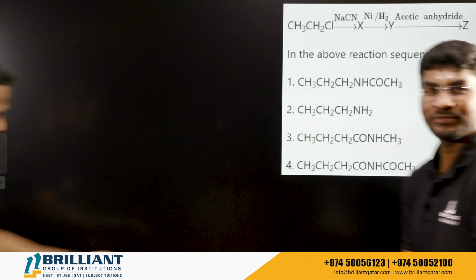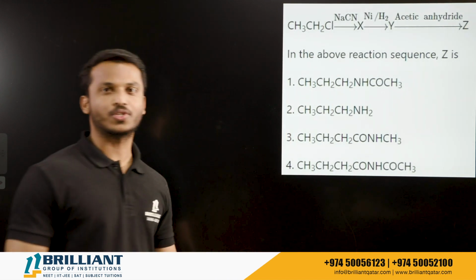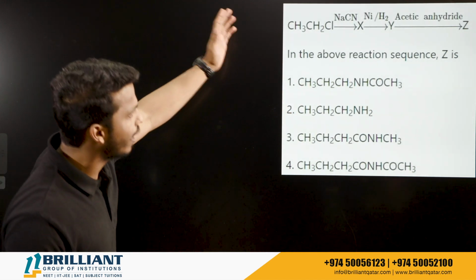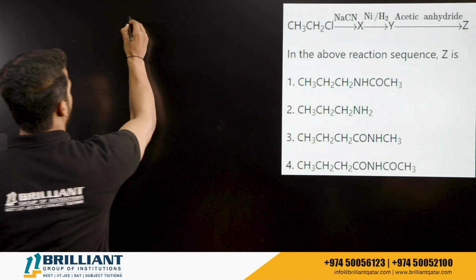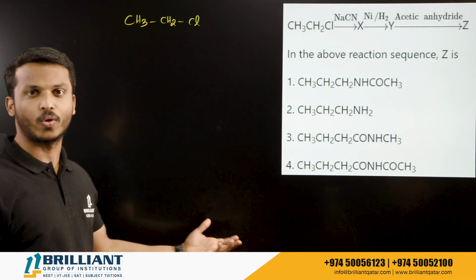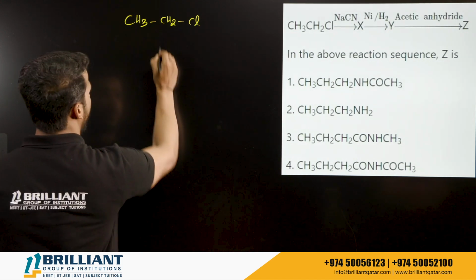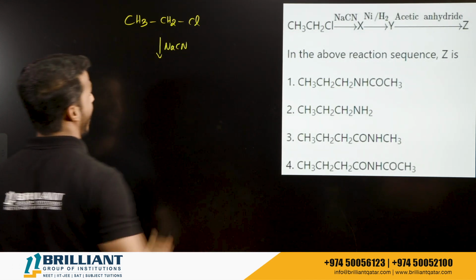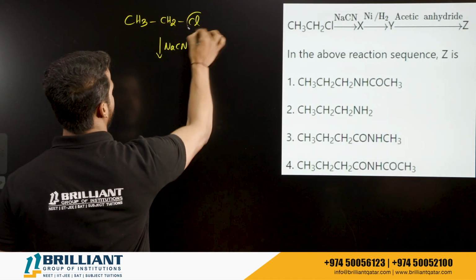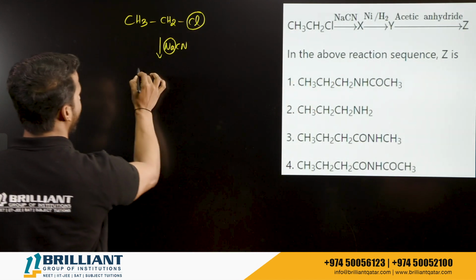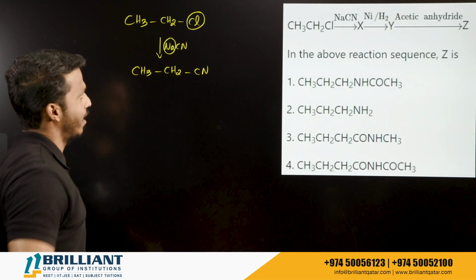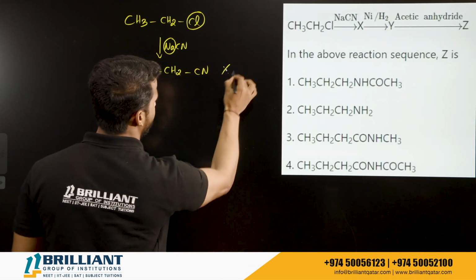Welcome sir. So here you can see the next question from the chapter amines. It's a conversion question. We have to find the answer, the last one, Z. Let's start with the first one: CH3CH2Cl, chloroethane or ethyl chloride, treated with NaCN. When a haloalkane is treated with NaCN or KCN, cyanide substitutes the chlorine and Na is removed as NaCl. You will get CH3CH2CN, propanenitrile. Cyanide is ready. This compound is given as X.